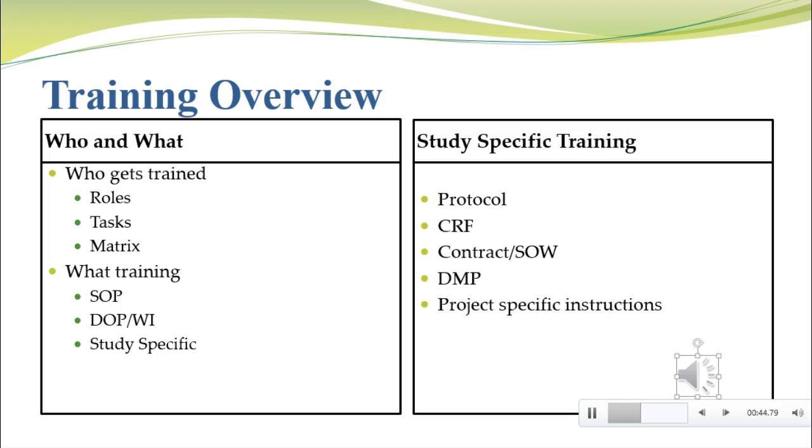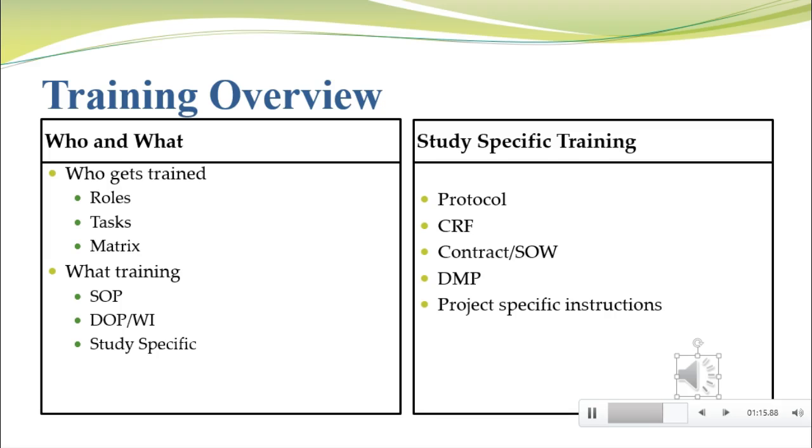So first you identify the role. Within the role you look at the tasks that role is going to be performing, and then it helps to create a matrix where you map out roles to tasks to SOPs. When you do that, you can look at what SOPs are associated with the task and role, what department operating instructions or work instructions are associated with that task and role, and then what study-specific instructions that role entails as well, or needs to be aware of.